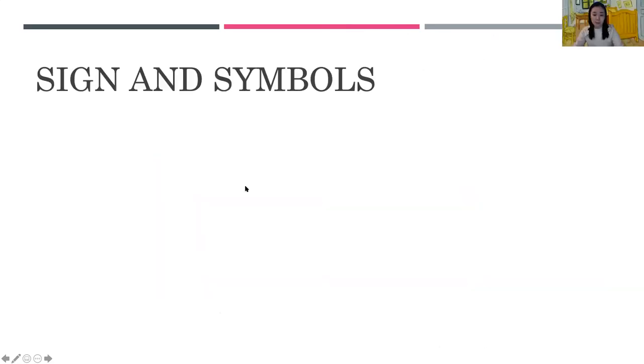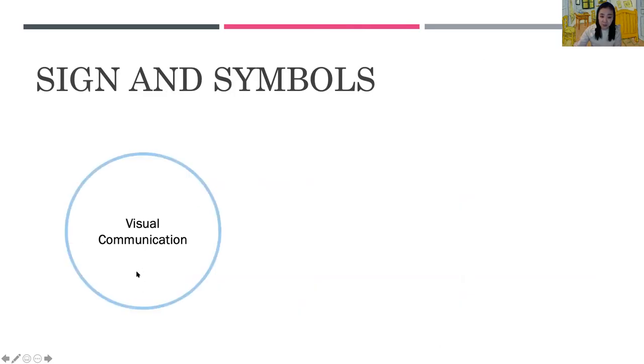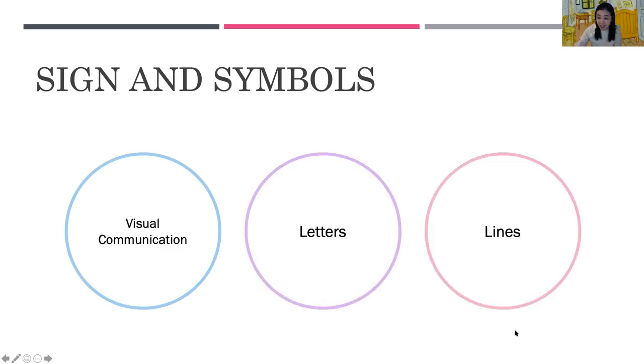So the first one is sign and symbols. To create a sign and symbols, a designer has to consider visual communication and the letters and lines. So visual communication is symbolic, and the letters are symbols that represent sound. And the lines that we use to draw representational images are symbols for perception.